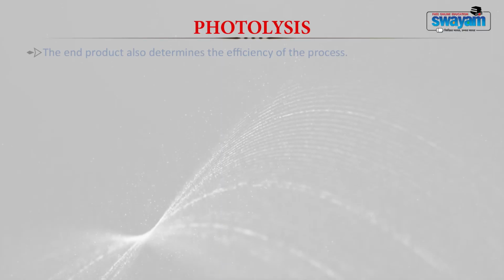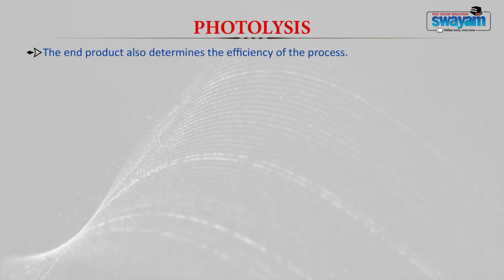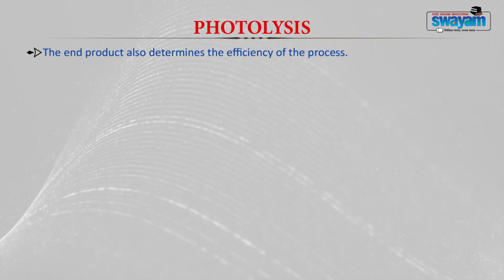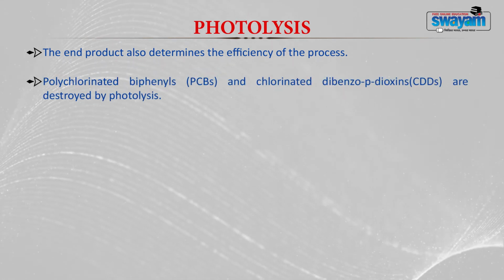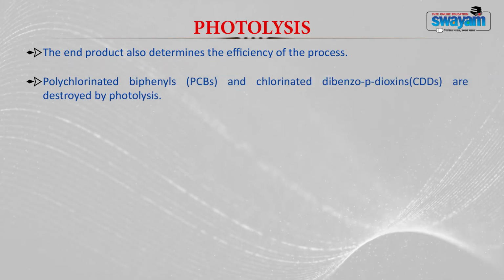The success or effectiveness of the process will generally depend on the chemical structure of the compound, the efficiency of the radiation source, and the medium in which the reaction is generally carried out. Now the end product also determines the efficiency of the process. PCBs and CDDs are generally destroyed by the photolysis process.